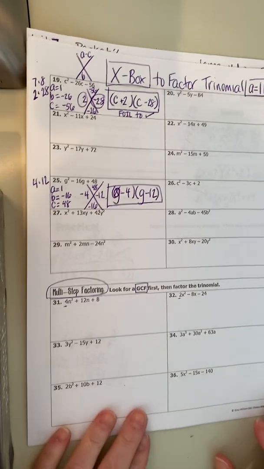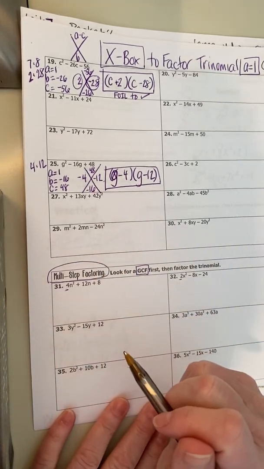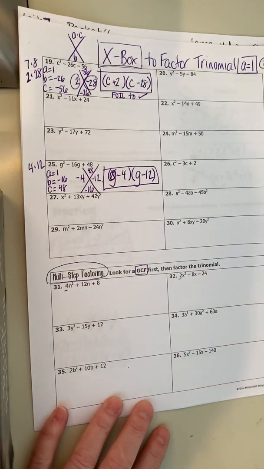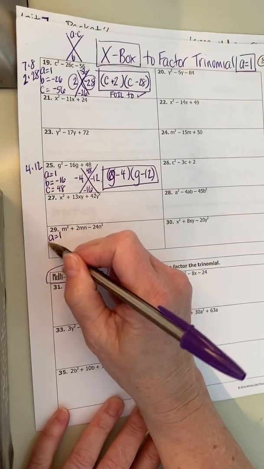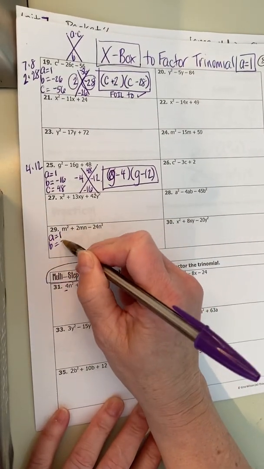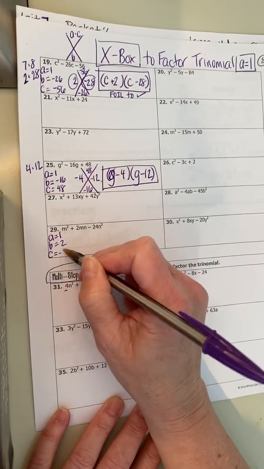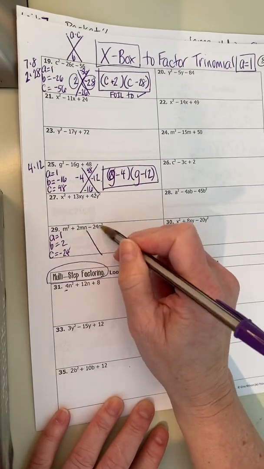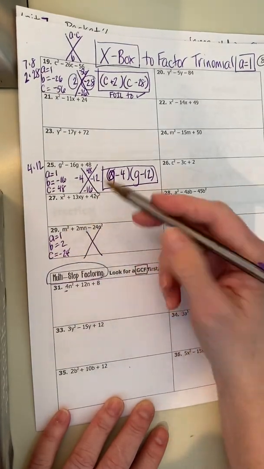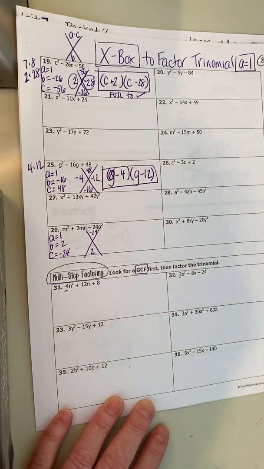I'll do number 29. Number 29 is a little bit different because it's got two variables, but it's still the same process. The A is 1, the B is 2, and the C is a negative 24. X box it. 1 times negative 24 is negative 24, and then in the middle is a 2.